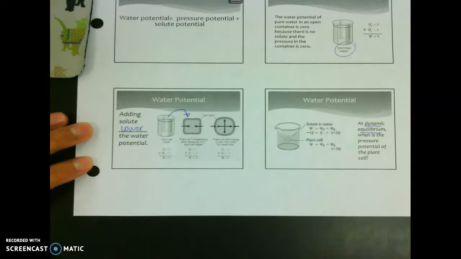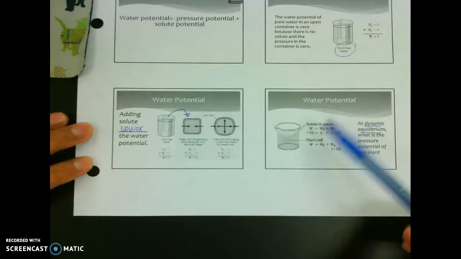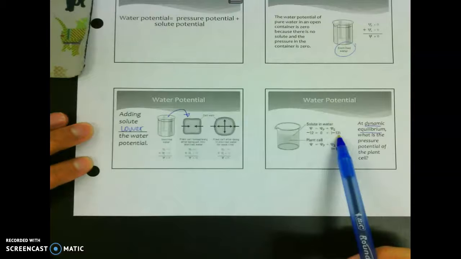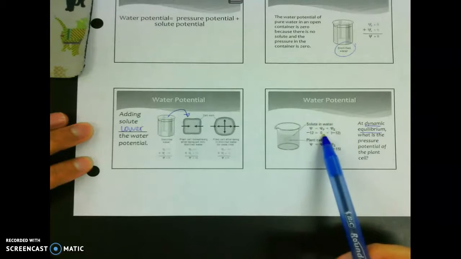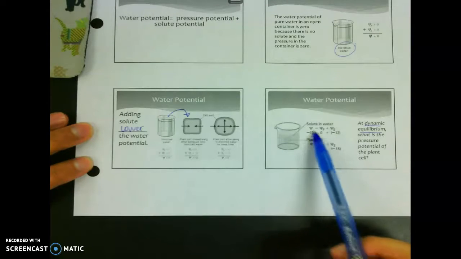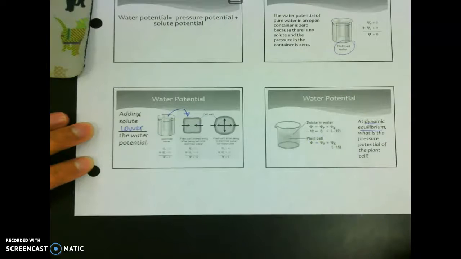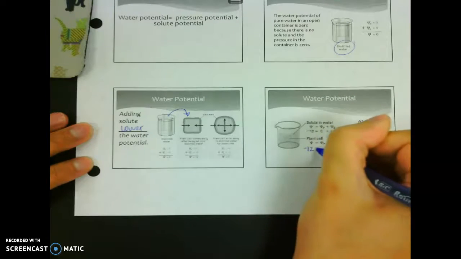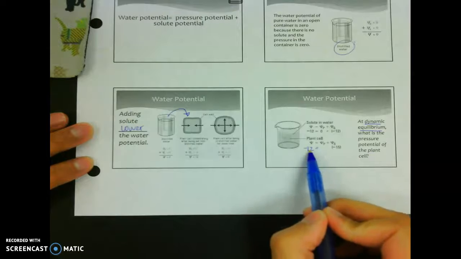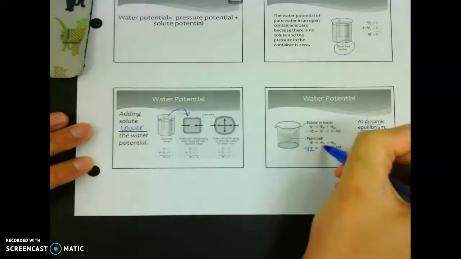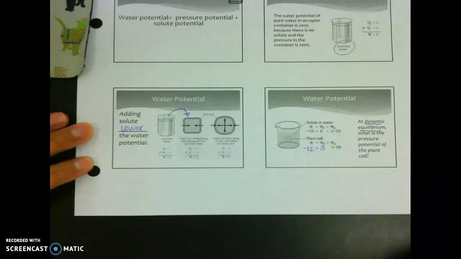So let's look at this little math problem here in this corner. The beaker of water has a solute potential of -12 and a pressure potential of 0 because it's open, and so that gives us a total water potential of -12. If this plant cell and this solution are in dynamic equilibrium, they must have the same water potential. So we're going to write down a -12 here for our water potential. It tells us that the solute potential is -15, which means this pressure potential must be a +3.